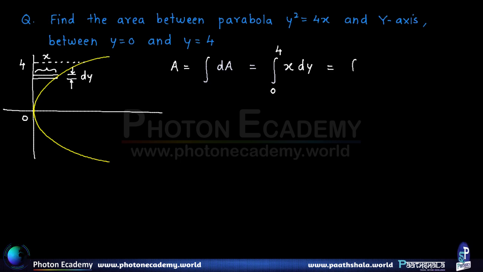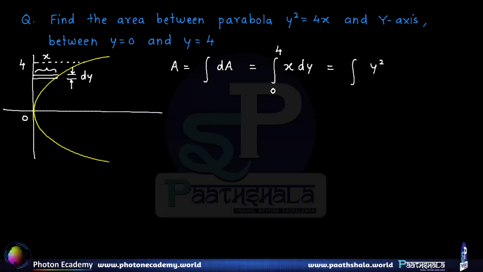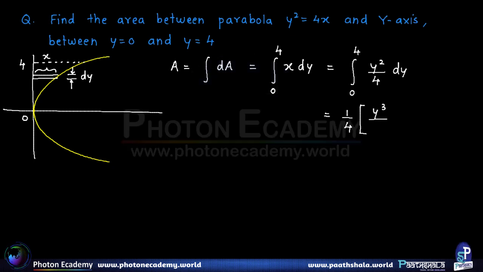Looking at the equation of the parabola, since y square is 4x, x is nothing but y square by 4 dy. The limits are 0 to 4. Once again, taking 1 by 4 outside, the integral of y square turns out to be y cube upon 3, as we know, integrated from 0 to 4.